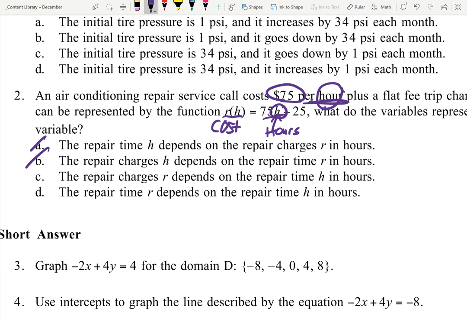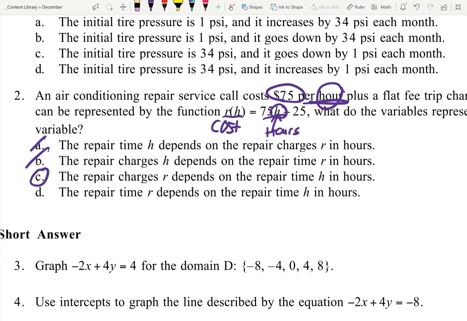C, the repair charges R, so that's correct. Charges is R, repair cost is R. Again, if you think charges, think of cost. R depends on the repair time H. Now this makes a lot of sense. The cost, which is established by the variable R, is going to depend on the repair time H in hours. So the amount of money we pay will depend on the number of hours that was worked. In a sense, the more hours that's worked, the more money we pay. Or the fewer hours that's worked, the less money we pay. This is exactly what this is claiming. C looks like a good answer choice. Let's just double check, make sure.